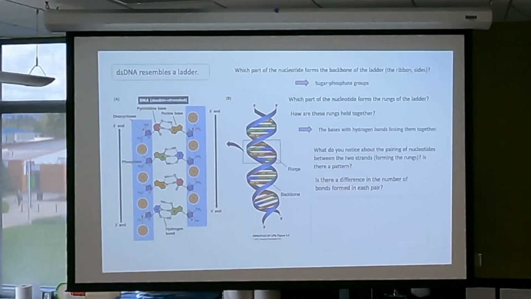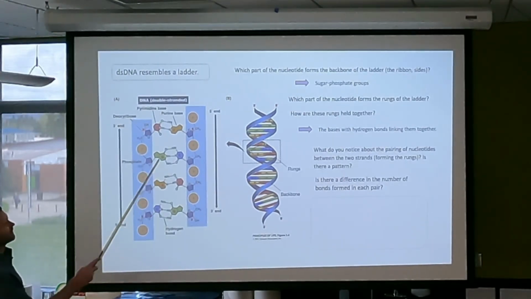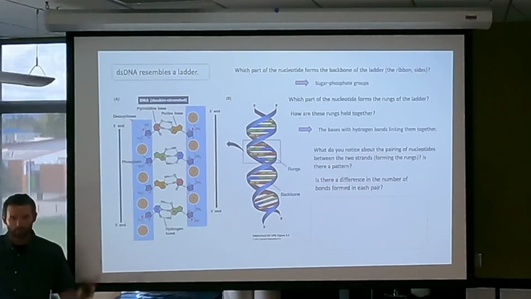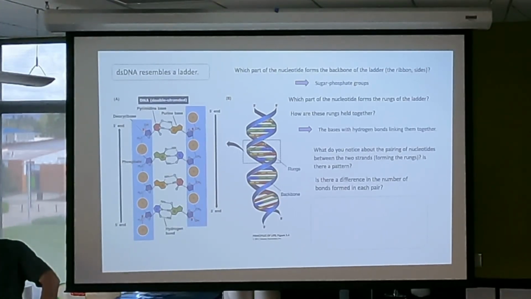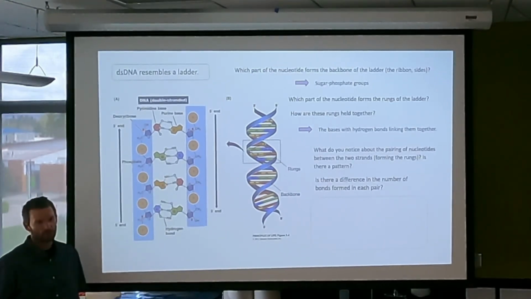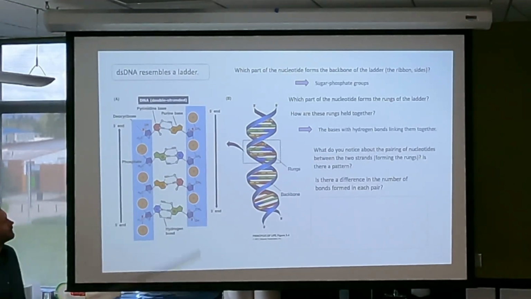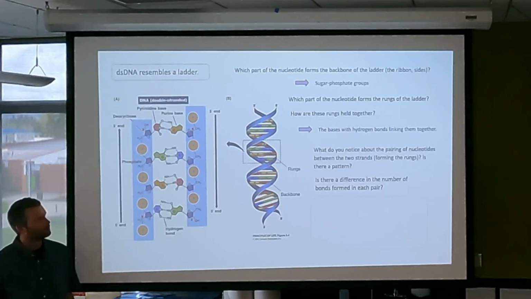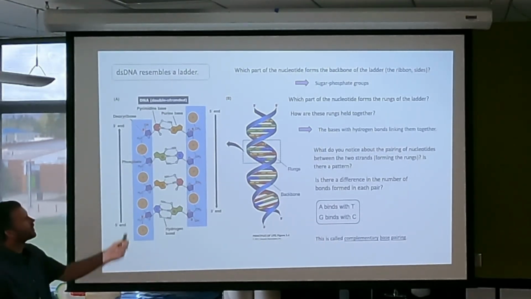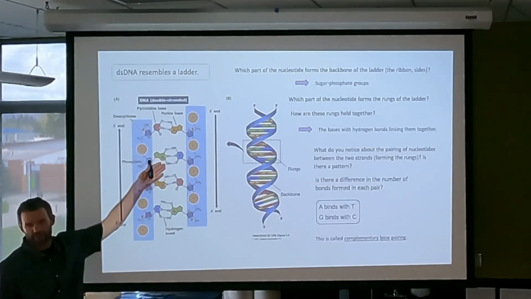Is there any difference between the G and C bonds and the A and T bonds? There are three hydrogen bonds between G and C, and two between A and T. Good. Does that mean cytosine and guanine are stronger? A little bit, yeah. Why would they have that? Well, it's just that the structures are different.